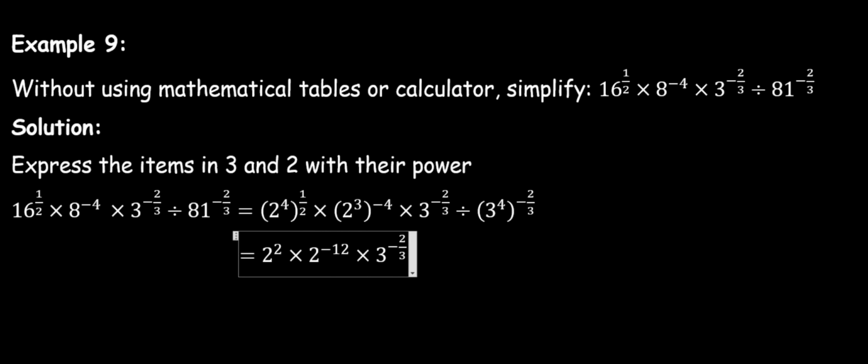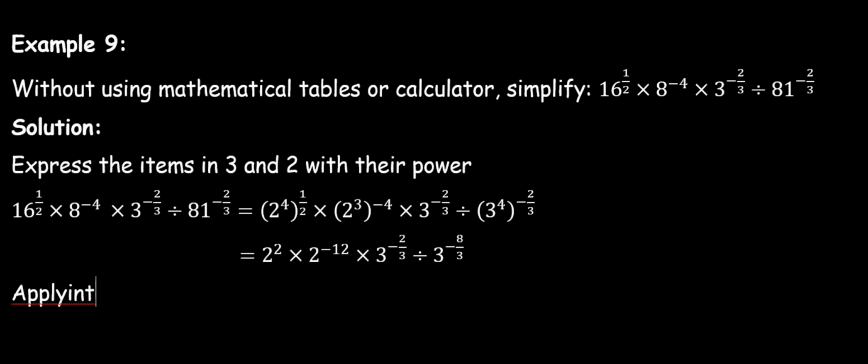Then divided by, for the last one, you multiply the powers. So that is why you now have divided by 3 raised to power minus 8 over 3. Applying the laws of indices, we can simply now say the 2's, the ones in power of 2, we take them together.